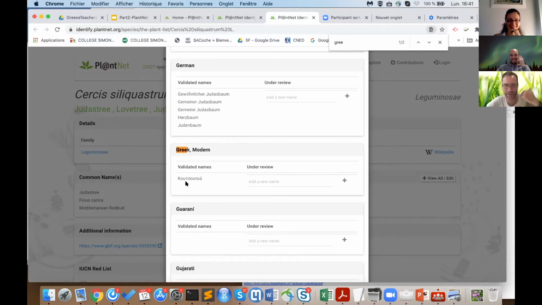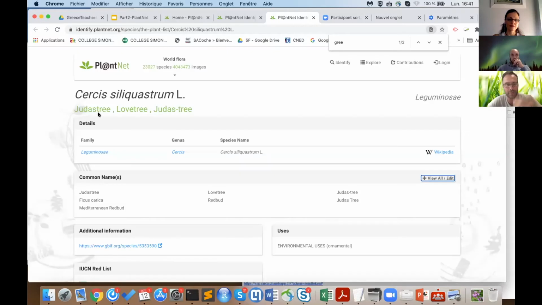I don't know if it's the most commonly used name in Greece for this tree, but if it's not, you can add yourself some proposition of common names, because common names are sometimes very local or sometimes global. So it's really open to PlantNet contributors to enter new common names of the plants. The real true entry is a scientific name that really identifies the species, but you can enter other common names and vote on them.